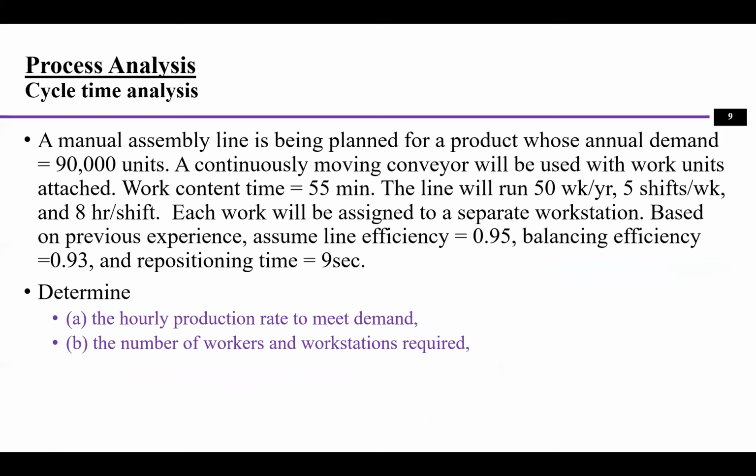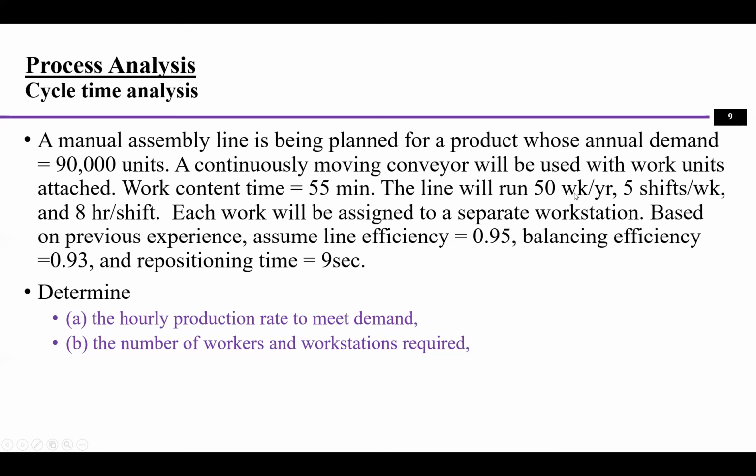All right, now let's look at one example, to help us better understand the concepts. Say a manual assembly line is being planned for a product whose annual demand is 90,000 units, and a continuously moving conveyor will be used with work units attached. The work content time is 55 minutes.